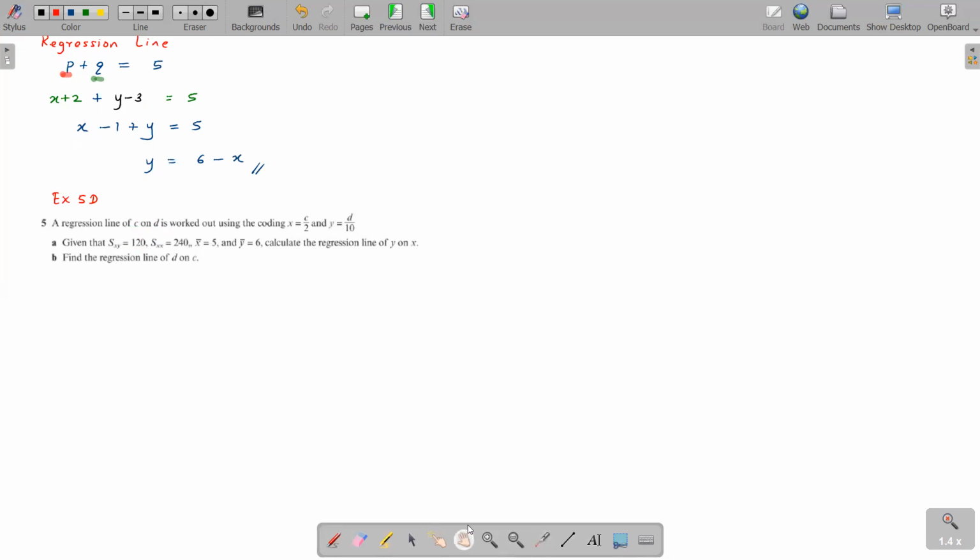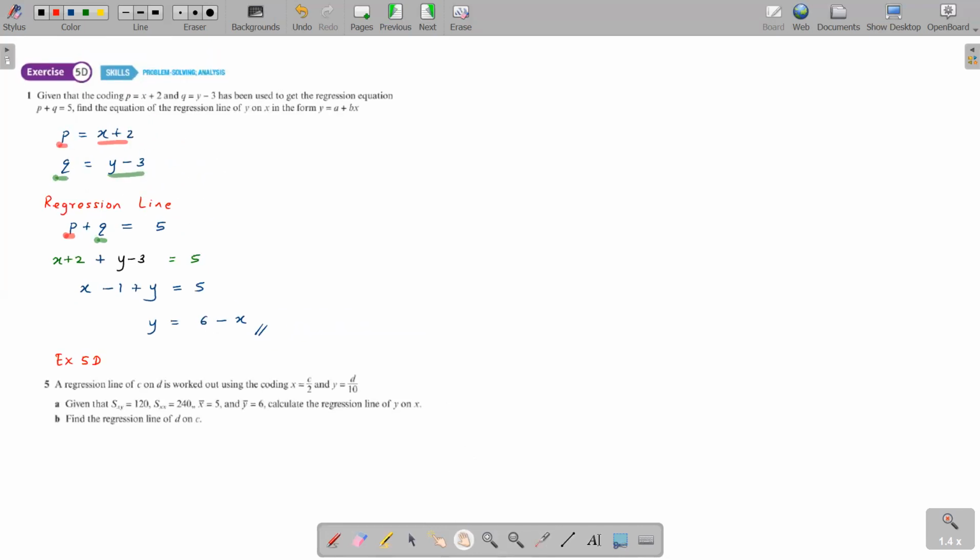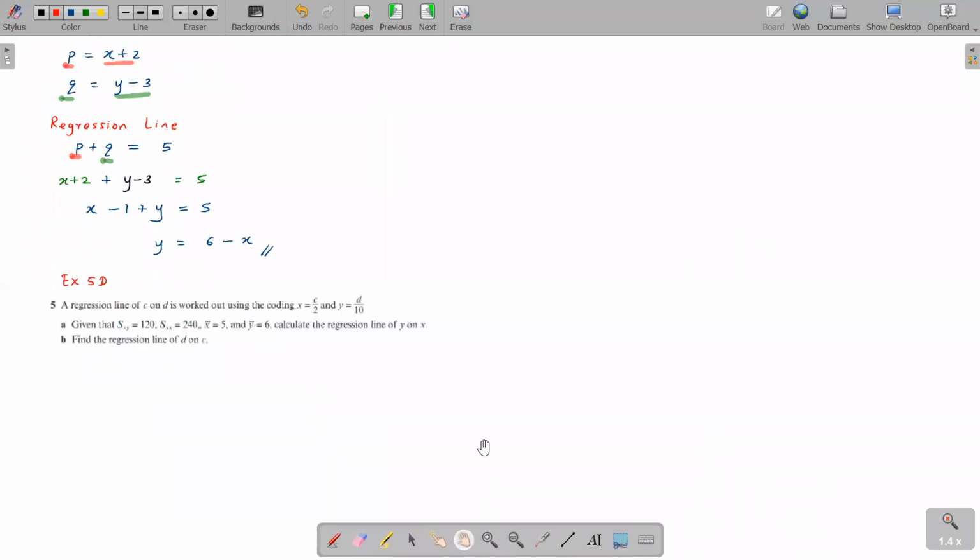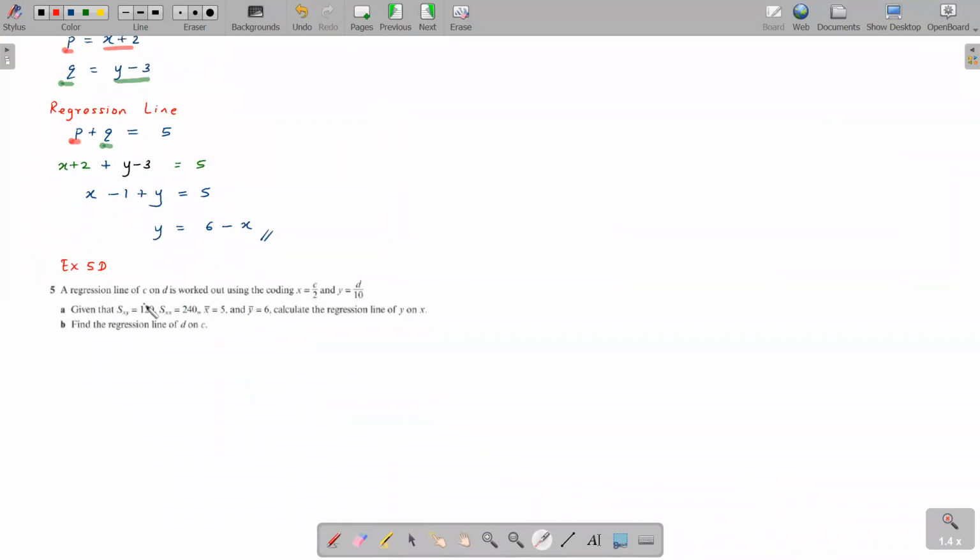Can you understand? In the previous question, it was the other way. In the previous question, x and y were the original data, and P and Q were the coded data. So just read the question very carefully, okay? Here, C and D is the original and the coding is x, y. So x, y is the coded data. Given that Sxy, Sxx, x bar, y bar are given, calculate the regression line of y on x.